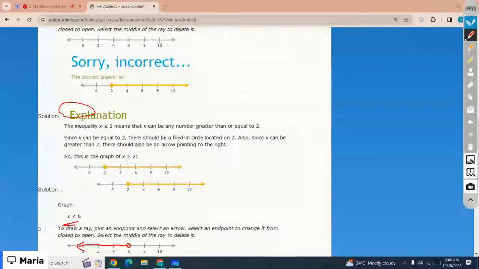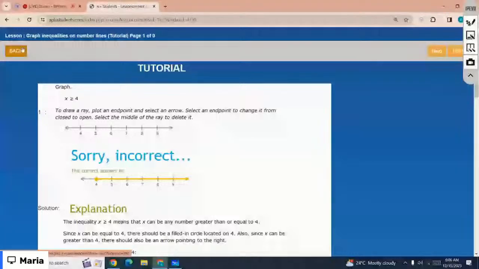For this lesson, you just have the tutorial. Now let's just start with the next lesson. We know how to graph inequalities, right? Now, if you are given the graph, how do you write the inequality from the graph? Write inequalities from number lines, right?